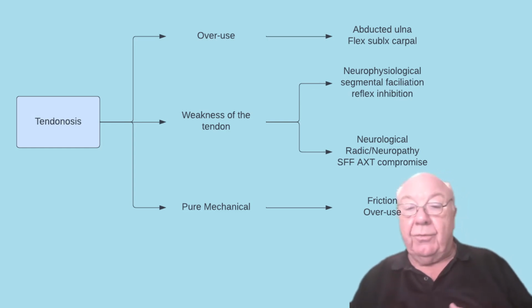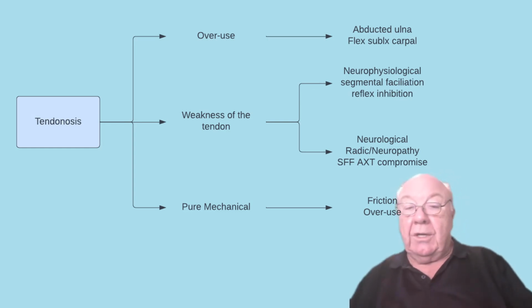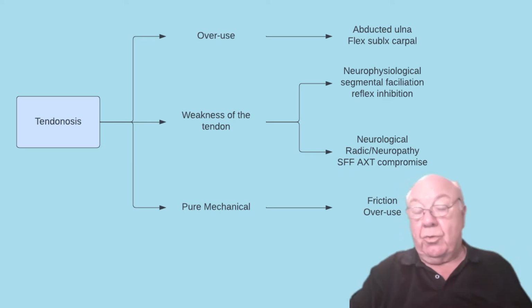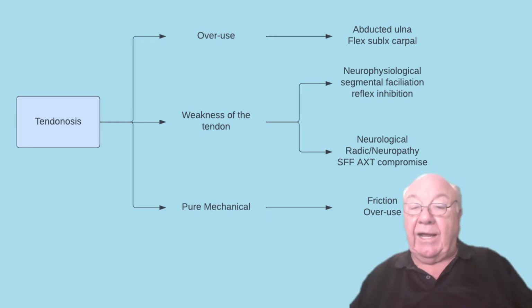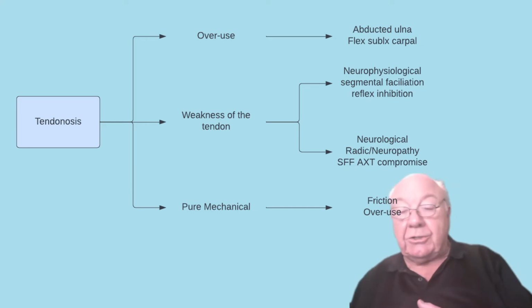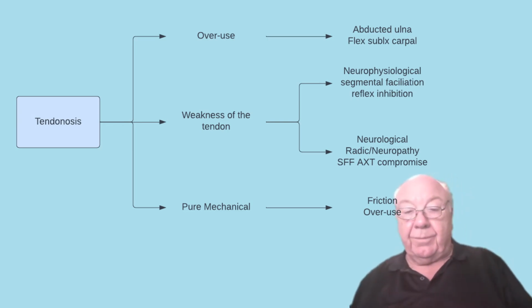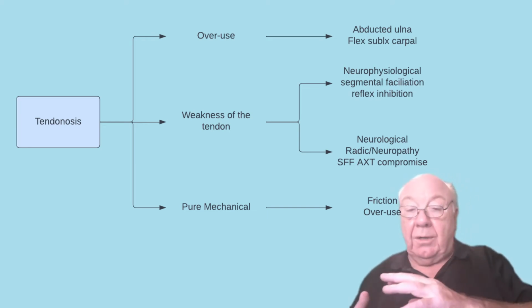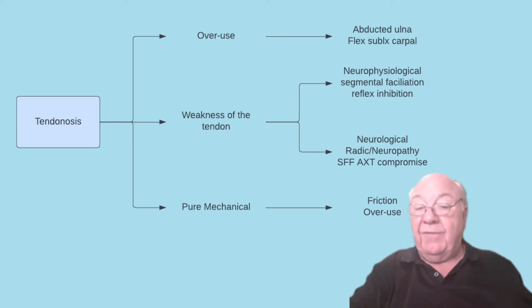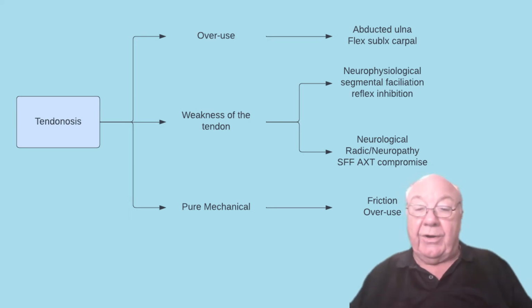Weakness of the tendon. So neurophysiological, this could be segmental facilitation or reflex inhibition, or it could be neurological, either a radiculopathy or a neuropathy, either a single crush or a multiple crush, and this could be a problem with the fast or slow flow axoplasmic compromise, or of the electrical conduction compromised by compression, torsion, twisting, and so on. Or it could be purely mechanical, so frictioning or simple overuse that you wouldn't consider to be unfamiliar, that's ended up in a tendinosis. Again, these last two really are exclusionary diagnoses, so don't make them till you have to.